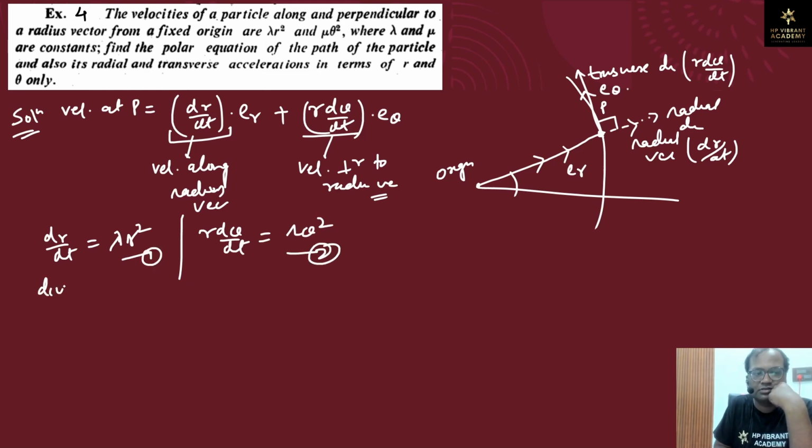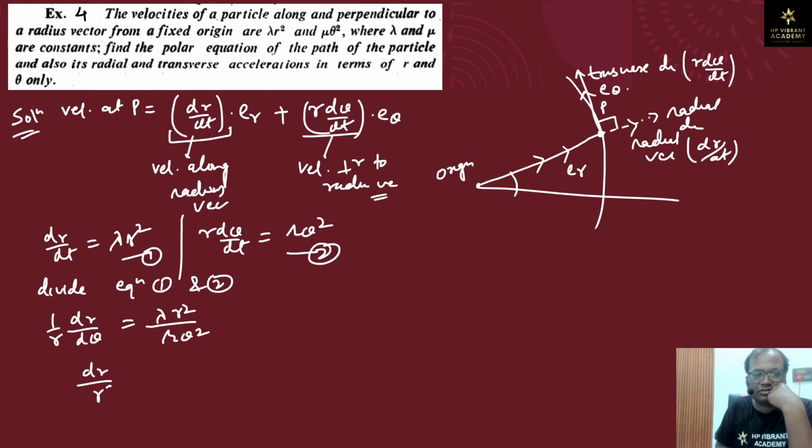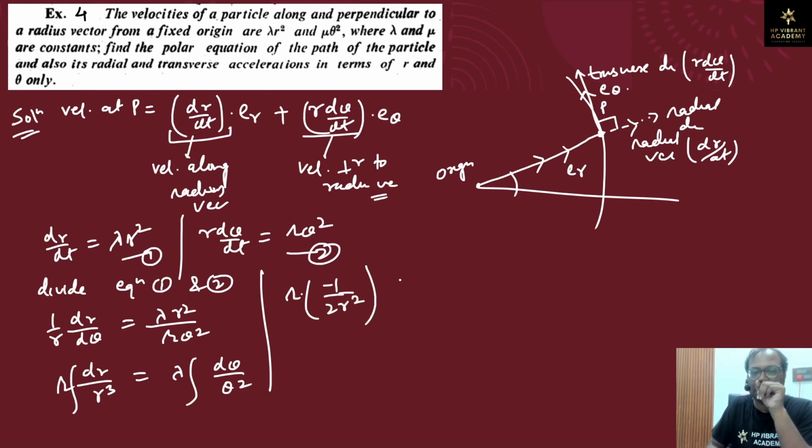Let us divide equation 1 by 2. So we have (dr/dθ) into (1/r) is equal to λr²/(μθ²). So we have dr/r³ into μ is equal to λ into dθ/θ². Let us integrate this. So we have μ into minus 1/(2r²).